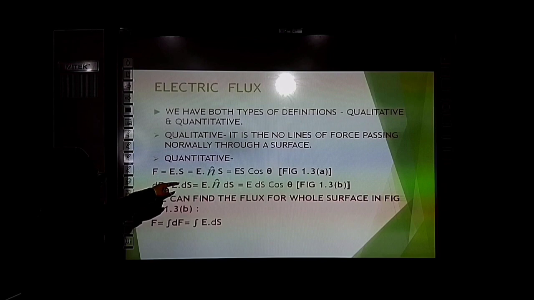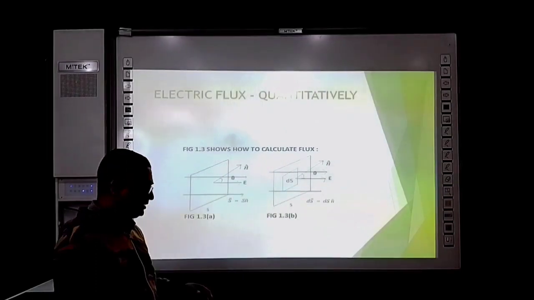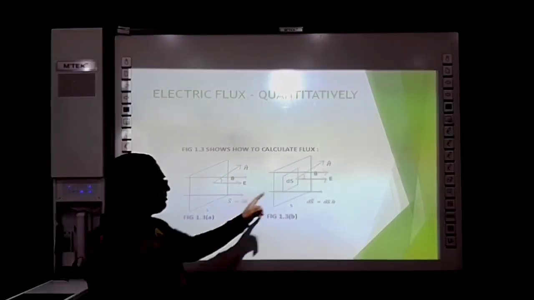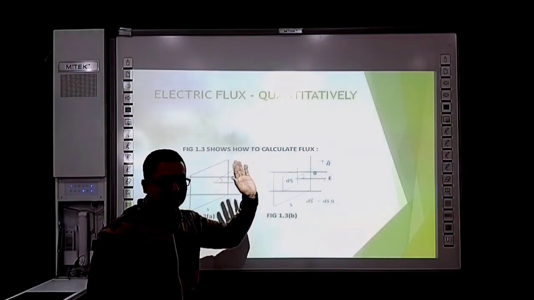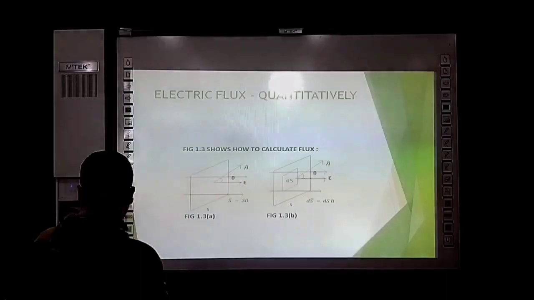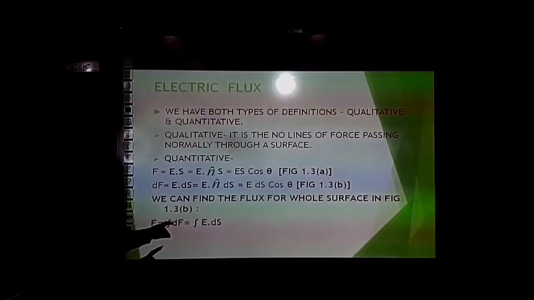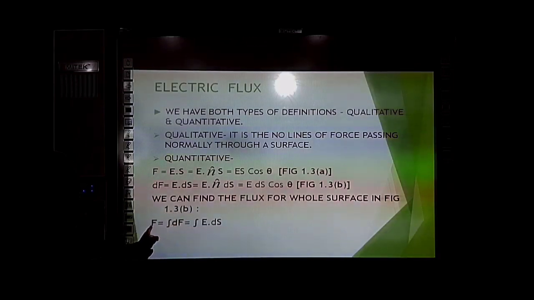So we have already defined this, and this was the result. This is for figure 1.3, and this is for figure 1.2. The question is, corresponding to this figure, what will be the total flux? The answer is very easy. We have already defined the flux for a small surface. Since the charges are continuously distributed, we take the integration over the whole surface, and it is done like this. So the flux for the whole surface in figure 1.3, we just integrate this expression and you get this.